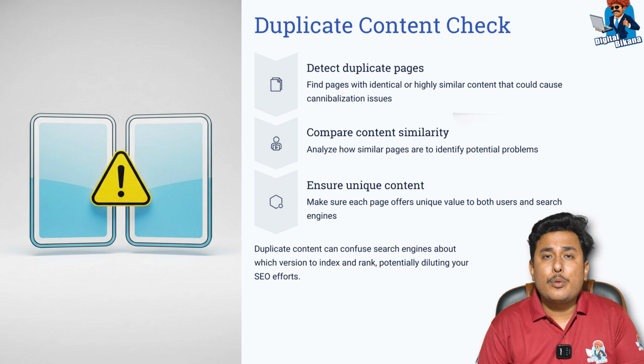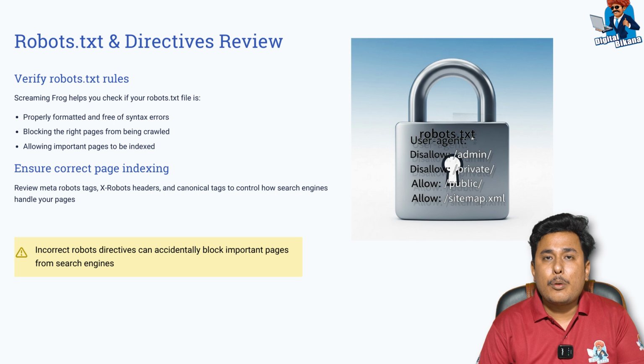The tool identifies duplicate pages, titles, or descriptions, allowing you to fix them before they cause any kind of SEO issues. This helps maintain content uniqueness and authority. Screaming Frog checks your robots.txt file and meta robot tags to ensure important pages are not blocked from search engines.